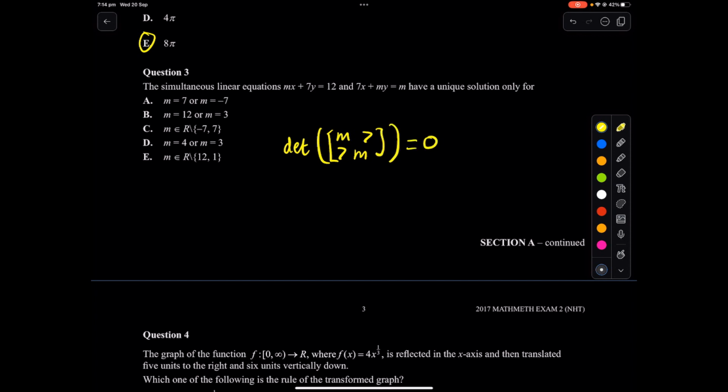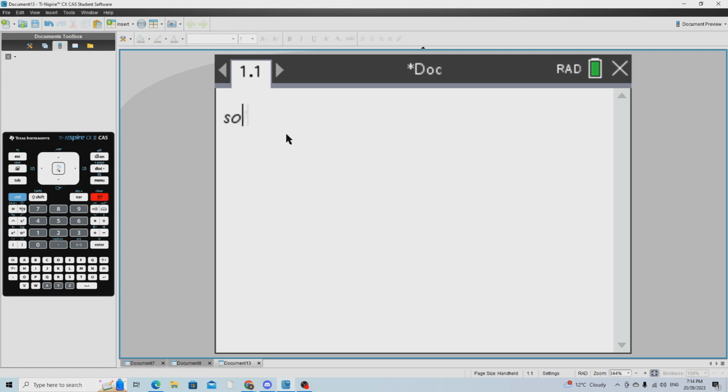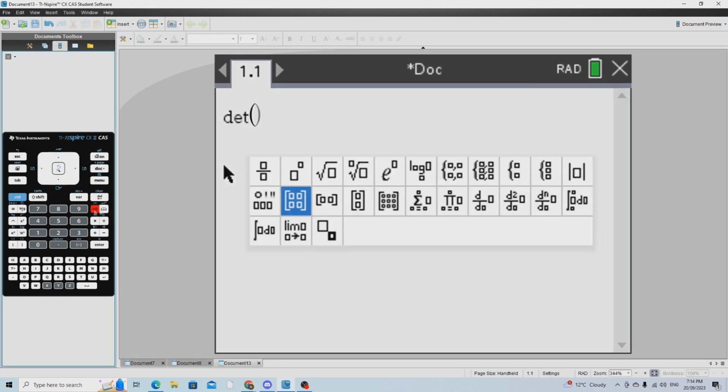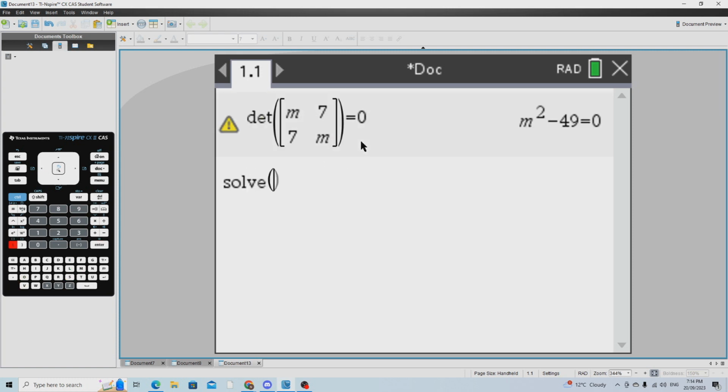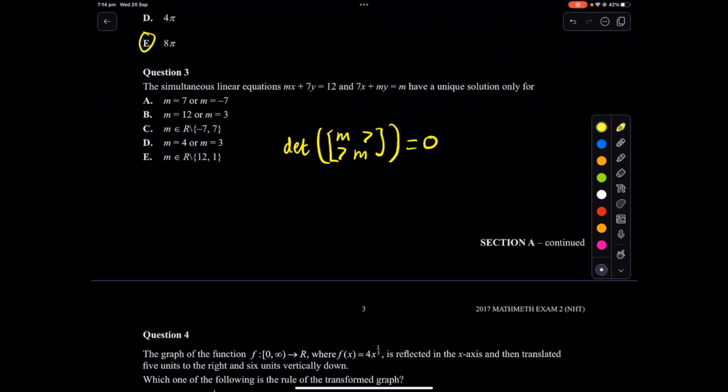So let's do that in our calculator. We want the determinant of this matrix, m, 7, 7, m, and we want to let that equal 0. We get this, and we want to solve for m. We get these two values here. Because we want a unique solution, it will be all reals with the exception of these two points. So your final answer should be C: all reals with the exception of -7, 7.